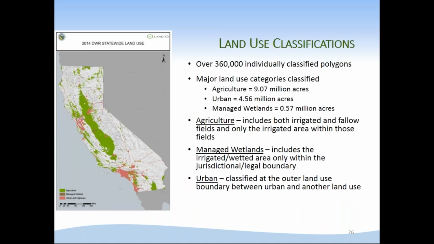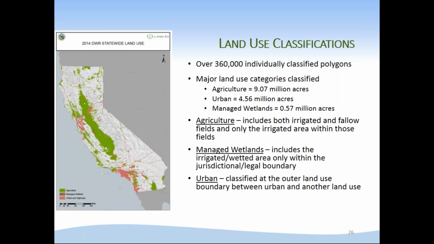So in a broader sense, our land use classifications comprise the entire state of California, from Mexico to Oregon, Nevada to the Pacific Ocean. Overall, there are over 360,000 individually classified polygons, down to 2 acres in size. The major land use categories that we classify, of course, include the ones I've previously mentioned: agriculture, urban, and managed wetlands. It's interesting to note, for some discussion statistics, agriculture in 2014, that includes fallow or idle ground as well, was about 9.07 million acres. Urban areas were half again as much, at about 4.5 million acres. And managed wetlands, which are refuges and private and public areas that are termed as managed wetlands, comprised almost 600,000 acres.